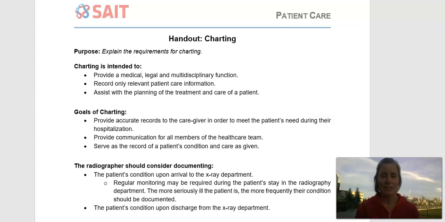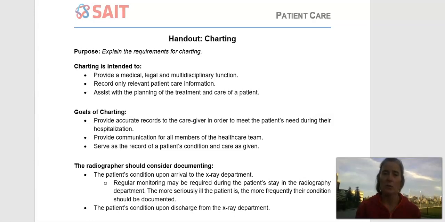All right, let's talk charting. Charting is intended to provide a medical, legal, and multidisciplinary function. It's a record that pertains only to relevant patient care information, and that's all it needs to include. It does assist with the planning of the treatment and the care of the patient.